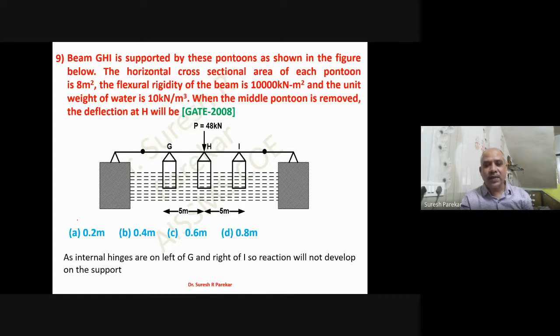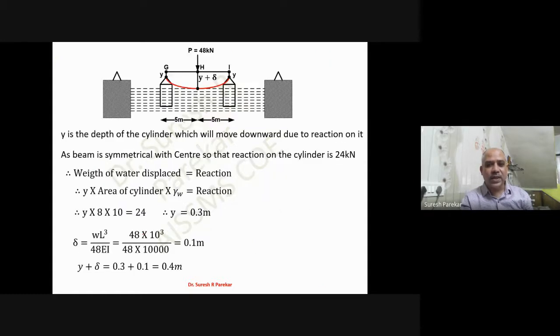Whatever we have, that is related with these pontoons only. And therefore the answer we got is 0.4 meter. I have solved this. You can go through this. So weight of water displaced will be equal to reaction. And then from this delta, that is WL cube upon 48, we get 0.1 meter. So in total we will get 0.3 plus 0.1. The 0.1 is due to this water deflected, and that is the pontoon.